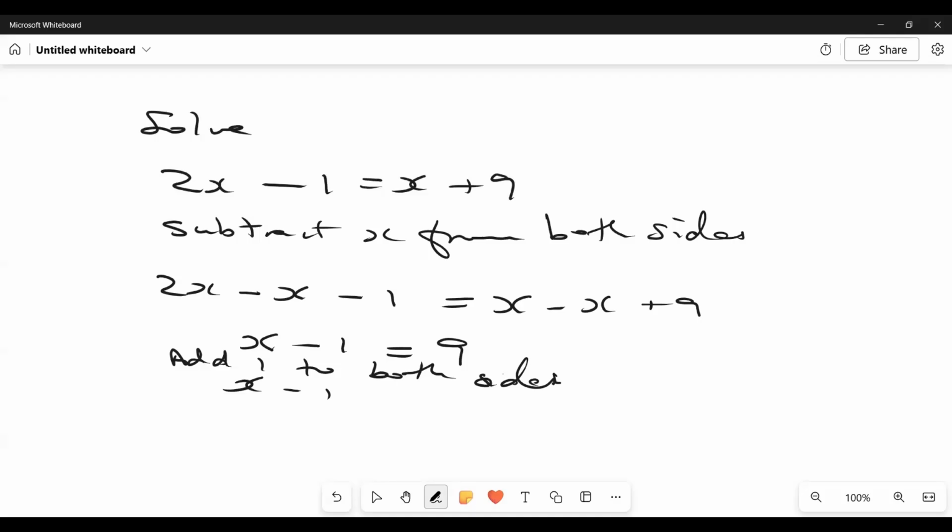So x minus 1 plus 1 equal to 9 plus 1, right? So this becomes 0. You end up with x equal to 10, right? What some people do, they do a shortcut. Let me show you that quick shortcut that they do.